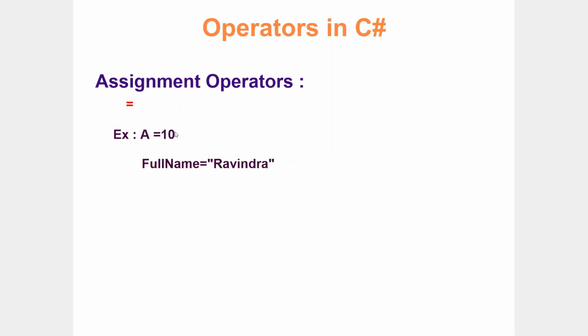Example, A is equal to 10. There is a location called A in the memory. It is empty. Now I would like to keep some value into that location. So how do you store that value into the location? Using the assignment operator. A is equal to 10. And there is one more variable, full name. I'd like to store some full name into this. So using the assignment operator, you can assign any value to any variable.